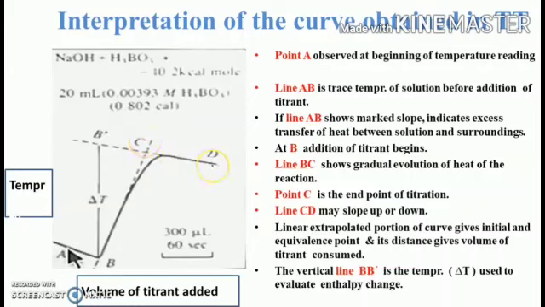Line CD may show a slope up or down, depending on which type of reaction takes place. Then the extrapolated portion of the curve gives the initial and equivalence point, and its distance along the x-axis, or the volume axis, gives the volume of titrant which is consumed. The vertical line BB dash is the temperature change used to evaluate enthalpy change. This is about the interpretation of the curve.